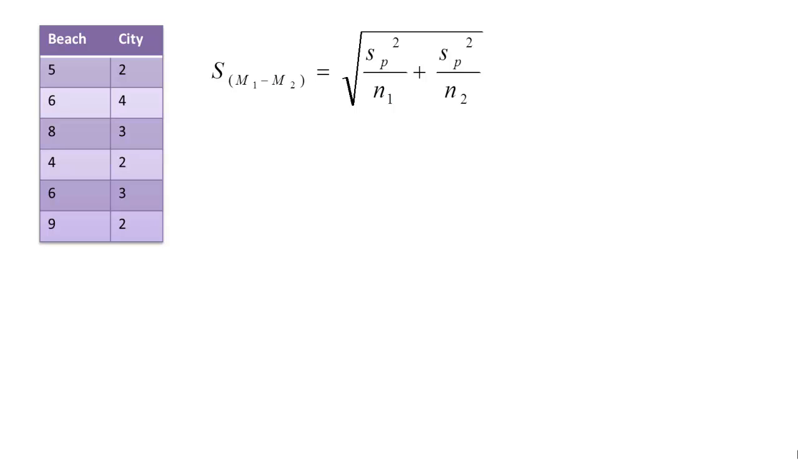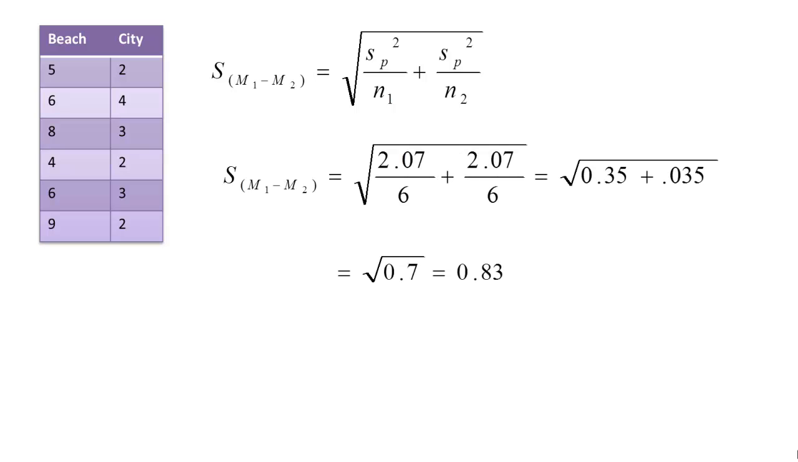So here's the formula for the standard error of the mean again. The standard error of the mean, again, is a really straightforward calculation. We just calculated the pooled variance, and we know that it was equal to 2.07. So you just plug and chug, and you end up with a standard error of the mean of 0.83.